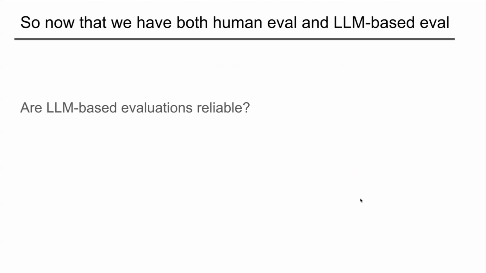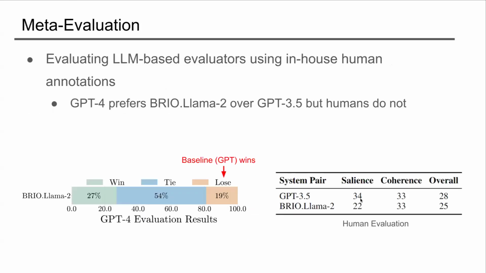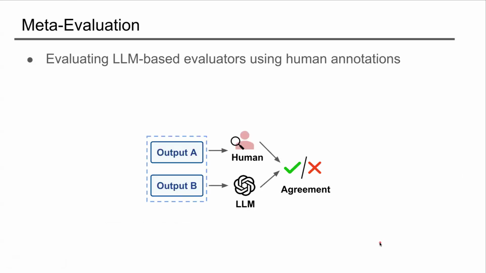So the next question is, now that you have both the human evaluations and the LLM-based evaluations, in this type of instruction following summarization, are LLMs reliable evaluators? So we looked at the correlations, and we saw that although in our case Brio Llama 2 wins over ChatGPT, it's not the case with human evals. So there is some discrepancy here.